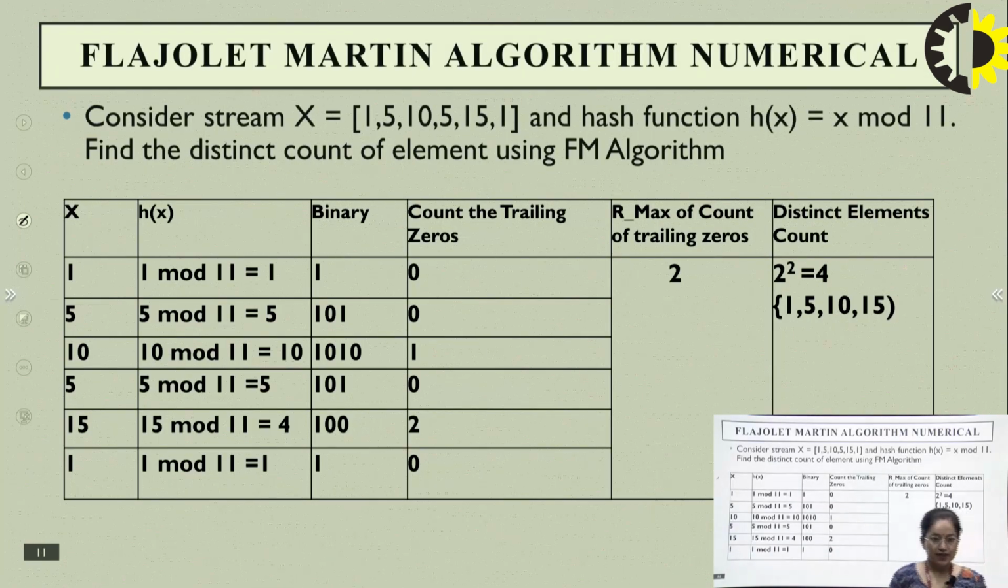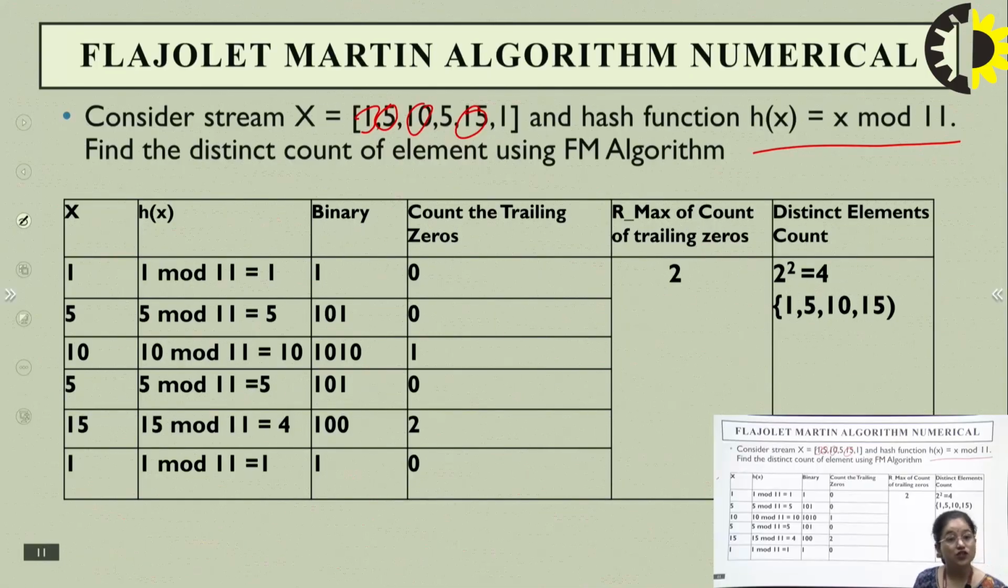Now we will take one more example to understand the concept. Here again there is a stream, we are having another stream which is 1, 5, 10, 5, 15 and 1, right? As we can see, we can easily understand 1, 5, 10 and 15. But we are talking about a system which is receiving a huge number of elements in a stream, right? We are not talking about only this much big stream. Okay, we are talking about a huge stream. Okay, again the hash function will be given and the hash function is x mod 11.